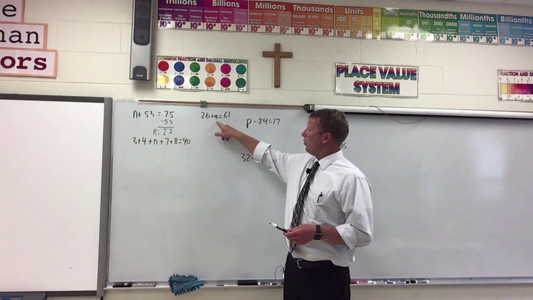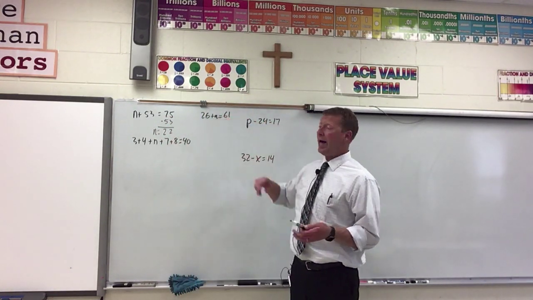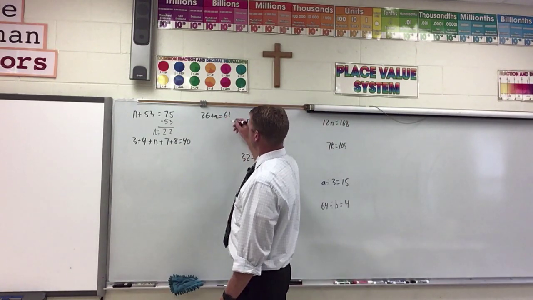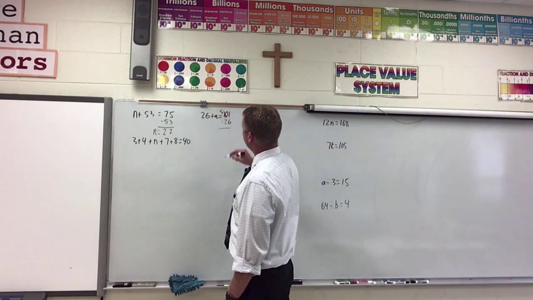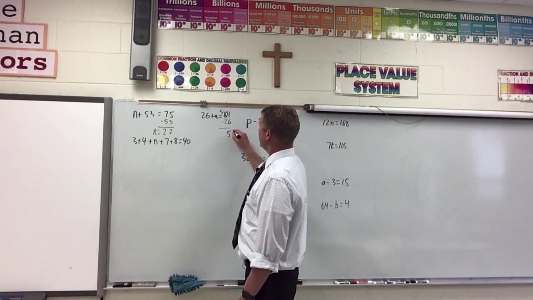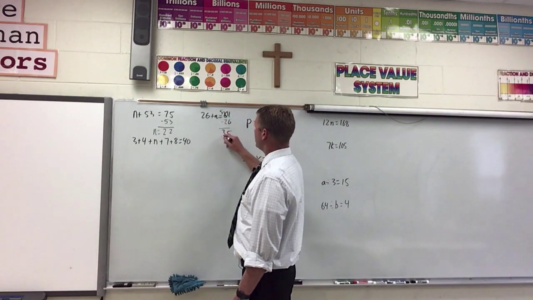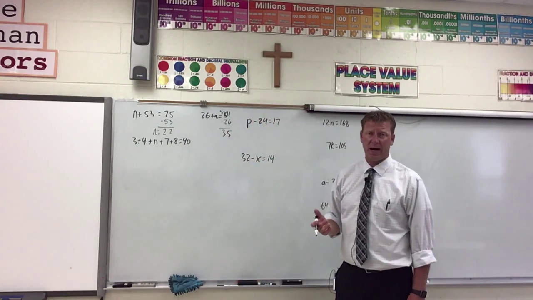The B, we're missing the second number, but it's still an add-in. So when I'm missing an add-in, it's 61 minus 26. This one I have to borrow. Becomes 11. Subtract gives me 5. 5 minus 2 is 3. I have an answer of 35.